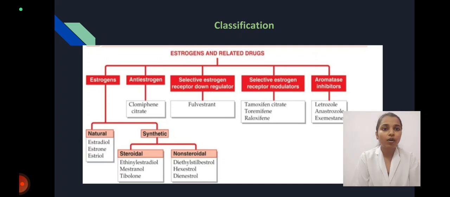So we will talk about the classification of estrogen and related drugs. Under estrogen, estrogens are natural and synthetic. Natural are estradiol, estrone, estriol, and synthetic are ethinyl estradiol, mestranol, tibolone. Now the anti-estrogen is clomiphene citrate. The selective estrogen receptor downregulator is fulvestrant, and the selective estrogen receptor modulators are tamoxifen citrate, toremifene, raloxifene. The aromatase inhibitors are letrozole and anastrozole.